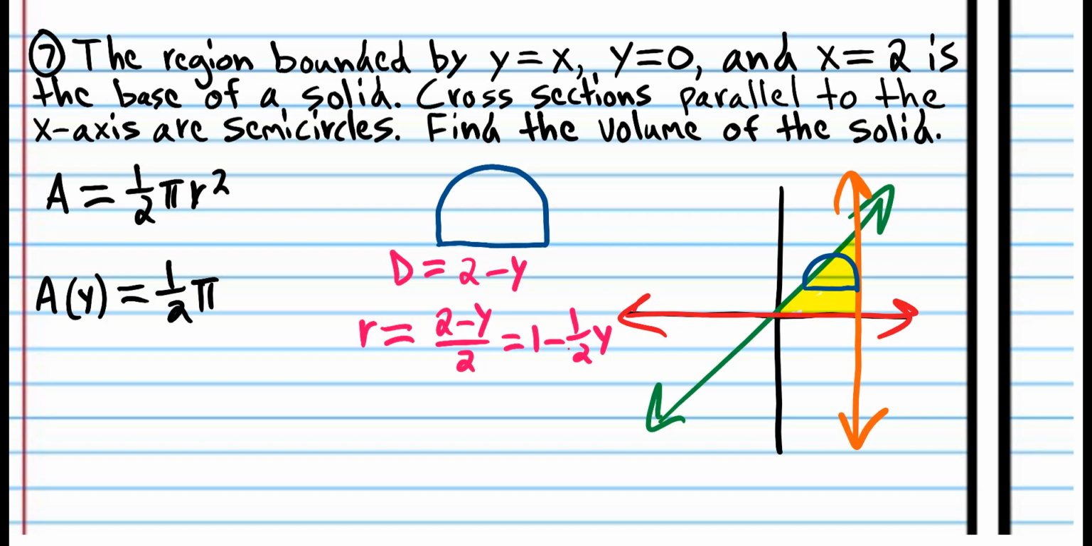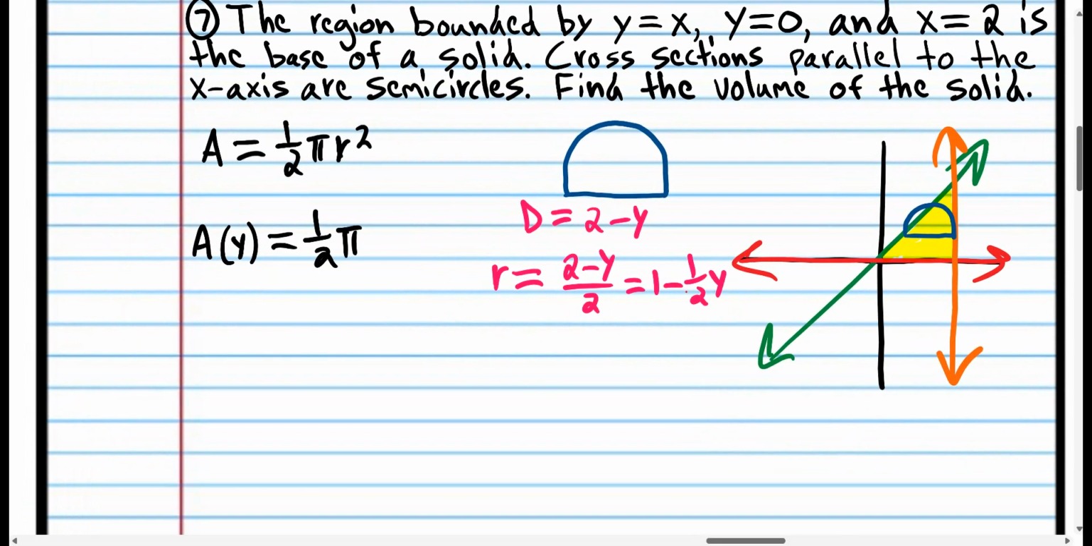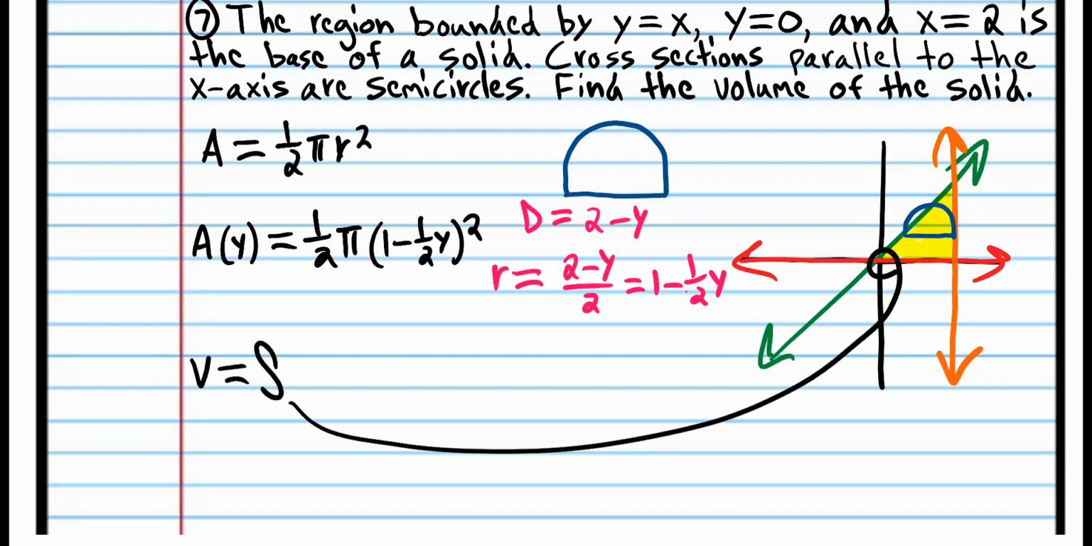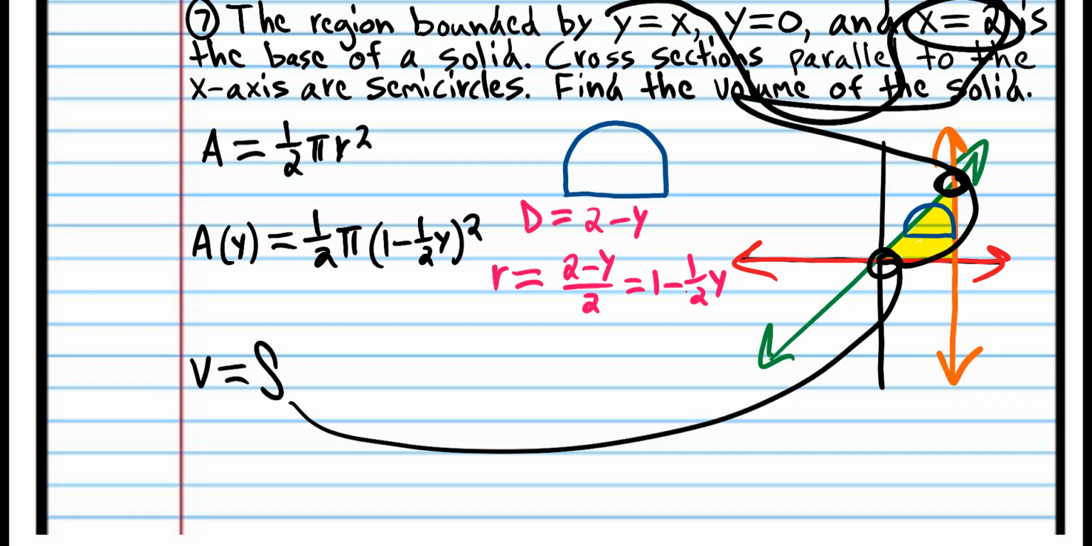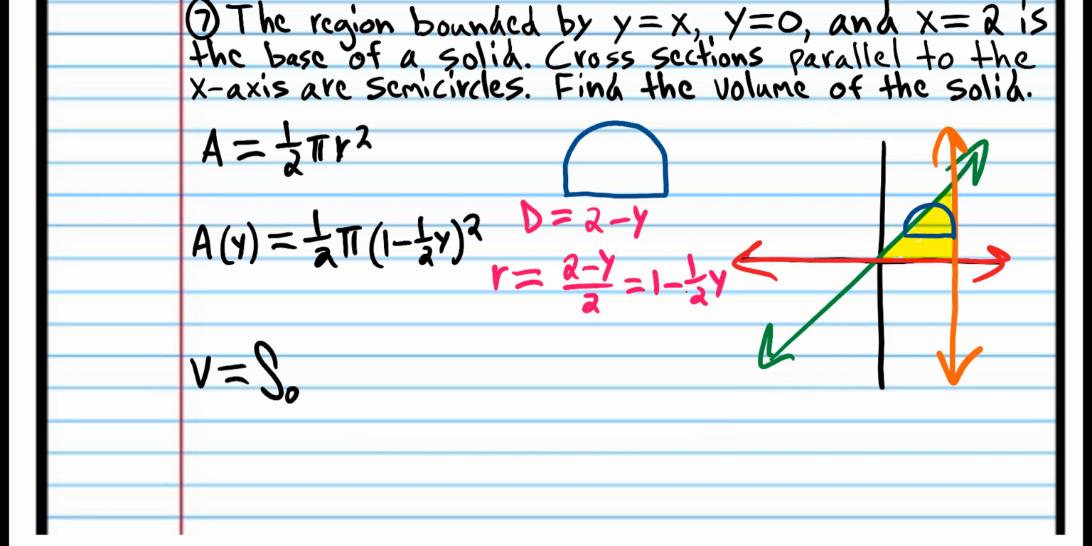Okay, so now we're ready to write our cross-section area function. We can write it here, I guess. So 1 minus 1/2 y squared. And we're ready to find the volume. Now y goes from 0 to whatever this point would be. Now obviously the orange graph tells us x is 2, but if x is 2 in this equation, then y must be 2. So y is going from 0 to 2.